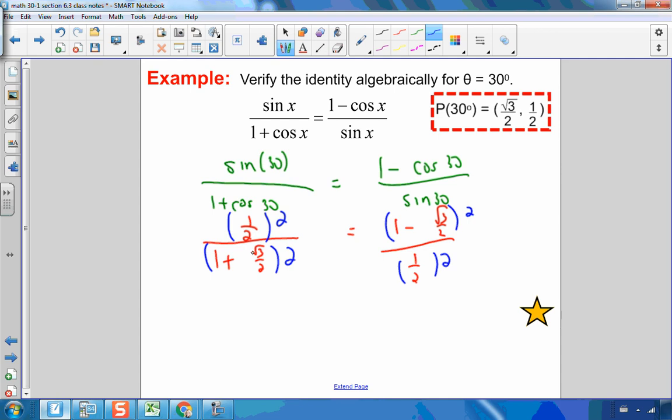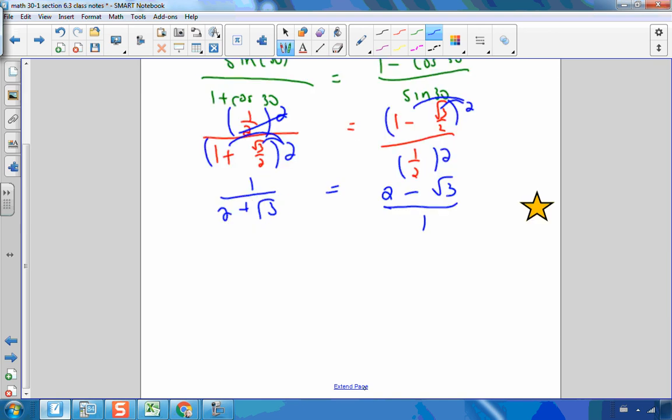Okay, so in the numerator, I'm left with 1 over. Now I distribute this in. 2 plus the 2's cancel, root 3. I want to know, is that equal to, distributing the 2 in here, 2 minus, those 2's cancel, root 3, over the 2's cancel, 1. That doesn't look like it's equal, does it? Well, looks can be deceiving.